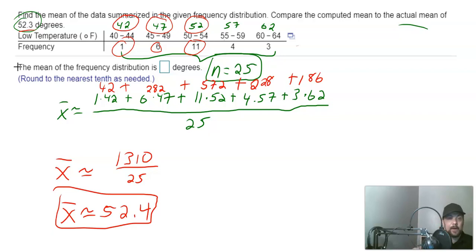So this is actually a very good way of estimating the sample mean, even though we are missing the original data set. We're just having to use these classes to estimate what the data set might have looked like.